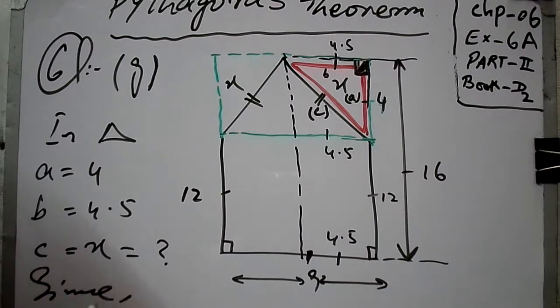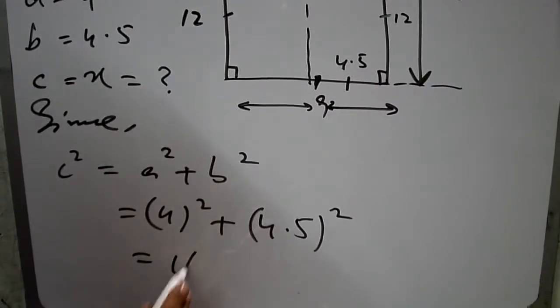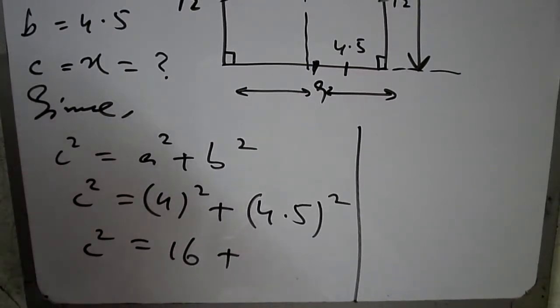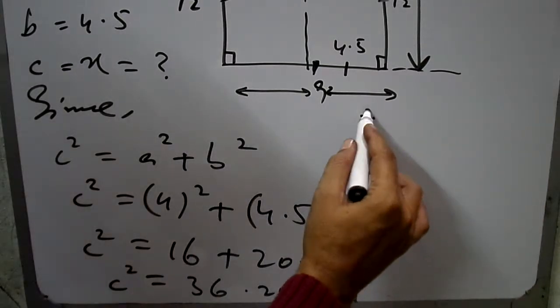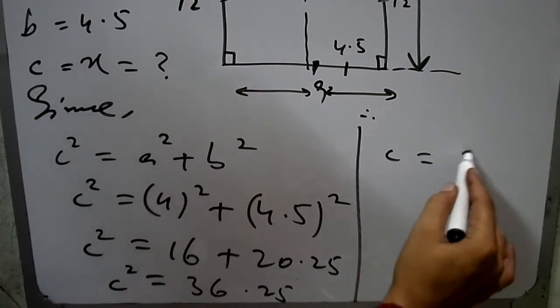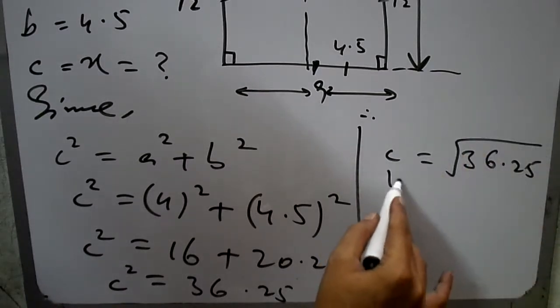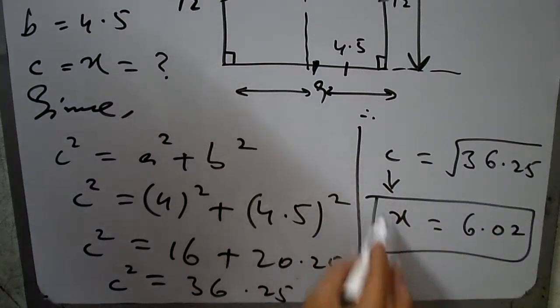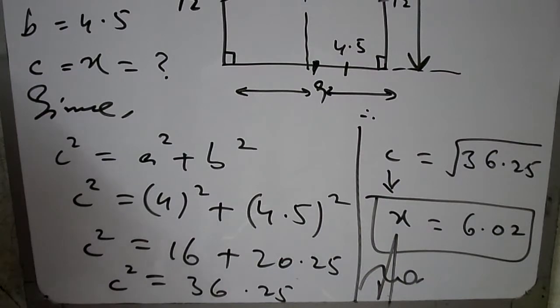Since we have the formula for Pythagoras theorem, c square is equal to a square plus b square, the value of A is 4 and the value of B is 4.5 whole square. Simplify it and you will get c square. The square of 4.5 is 20.25. By adding, you will get 36.25, that is your c square. Therefore the value of c is 36.25 under root. Actually c is representing your x, so the value of x is 6.02. So here is your result. What is the value of x? That is 6.02, your required result.